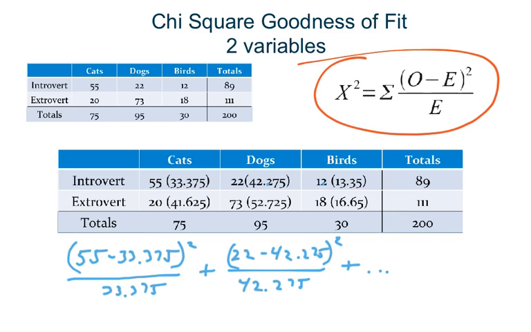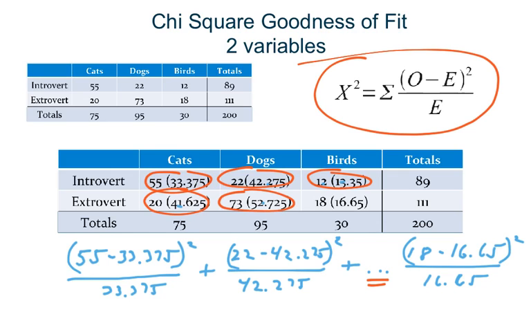We would do that for our 1, 2, 3, 4, 5, 6 cells all the way down to the 18 minus 16.65 squared divided by 16.65. Okay, now I just put the little ellipses in there to show that we've moved ahead, but you have to do that for all 6 cells in this example because this is a 3 by 2 contingency table. 3 levels of the pet variable and 2 levels of the personality variable. So 3 times 2 gives us 6 cells.